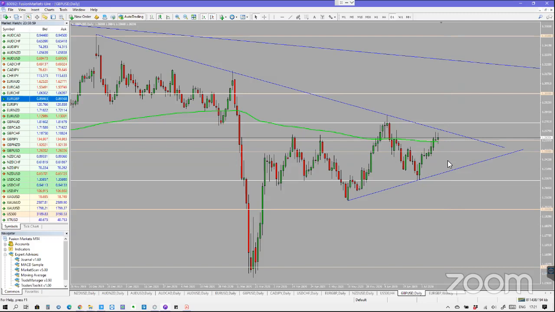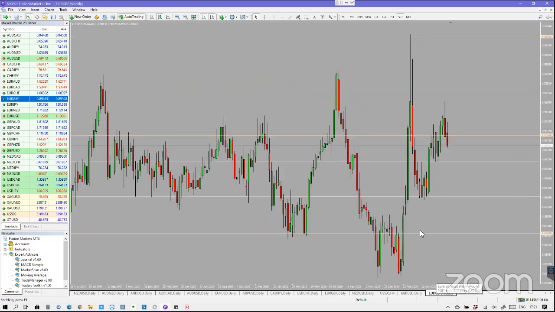Now, whenever I look at the pound US dollar, I always look at another pair, which is the euro pound, and this has turned into one of my favorite currency pairs to analyze as a cross, because it really is a benchmark of what's going on in the European region, right?